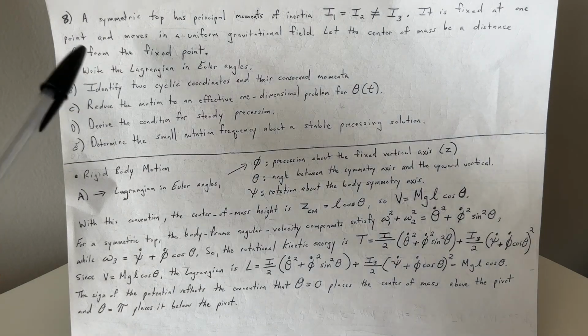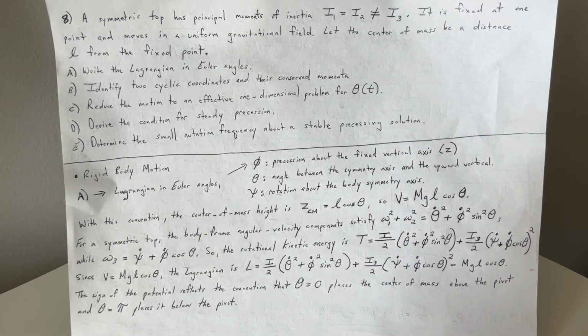So picking up with problem number 8, a symmetric top has principal moments of inertia I sub 1 equals I sub 2 does not equal I sub 3. It is fixed at one point and moves in a uniform gravitational field. Let the center of mass be a distance L from the fixed point. Part A, write the Lagrangian and Euler angles.